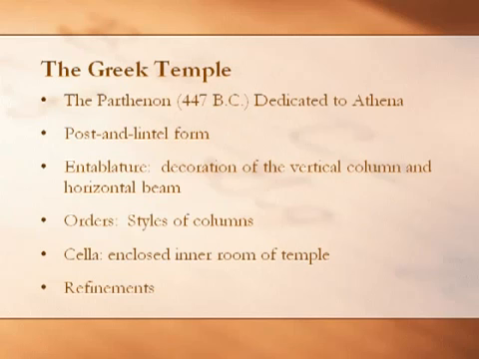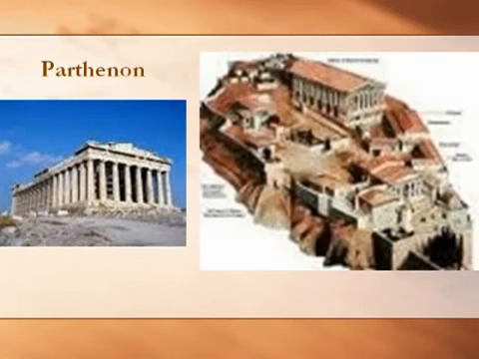The Parthenon, which was built about 447 BCE and dedicated to Athena, gives us a lot of the architectural structures that we remember about Greece, including a post and lintel form, decorations of vertical columns and horizontal beams, styles of columns, enclosed inner rooms, and refinements.